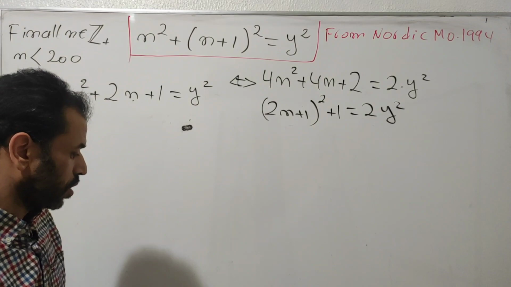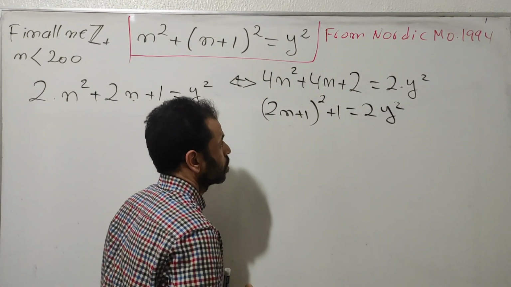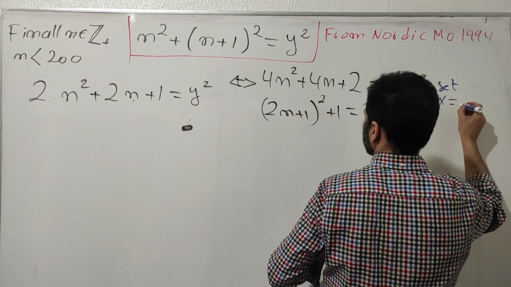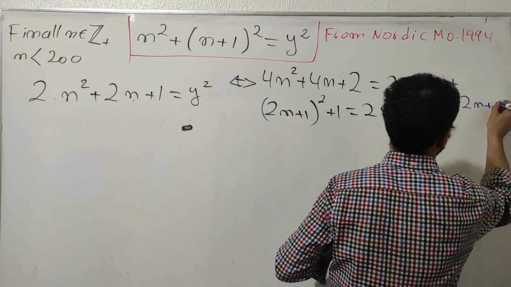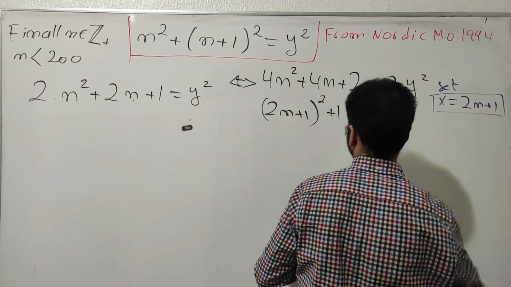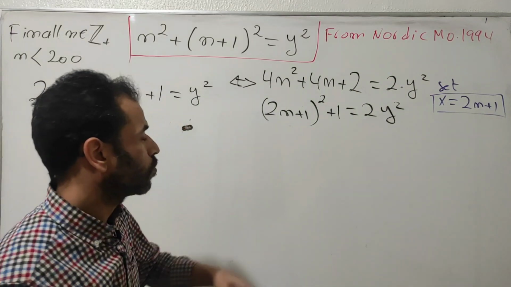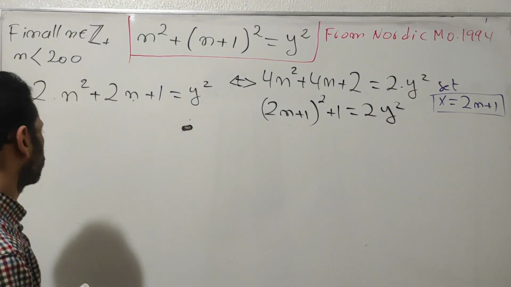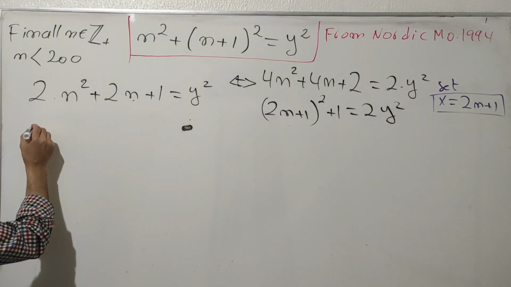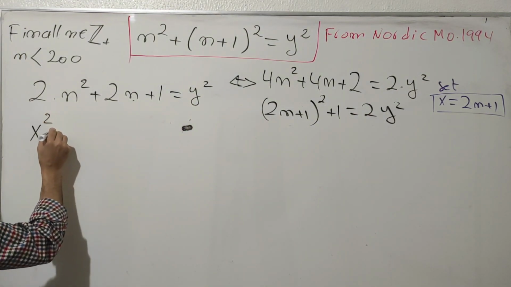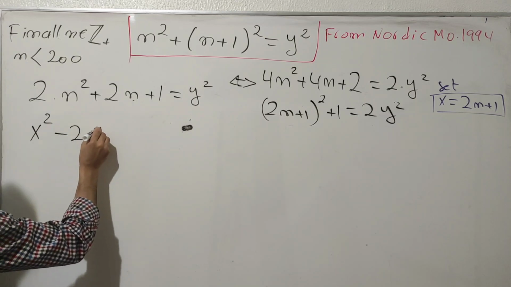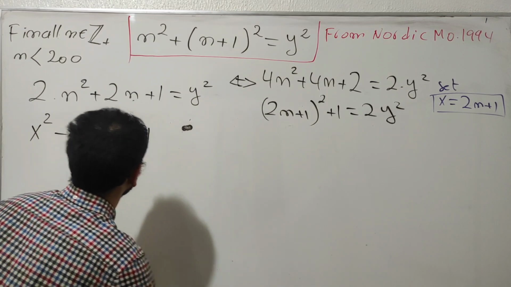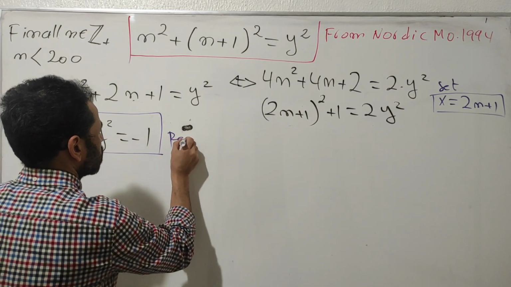Now let's put in a nice substitution here. Let's set x equals 2n plus 1. Then I'm going to move this term to the left and move 1 to the right side. So I get the following equation: x squared minus 2 multiplied by y squared equals minus 1. So this is definitely a Pell's equation.